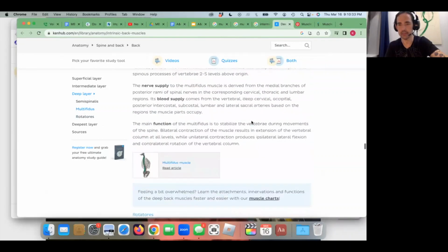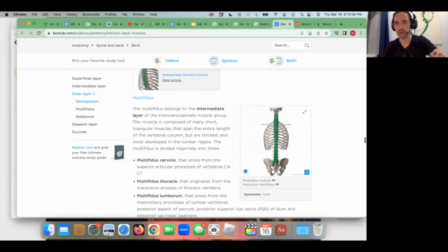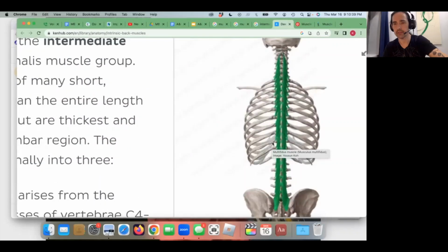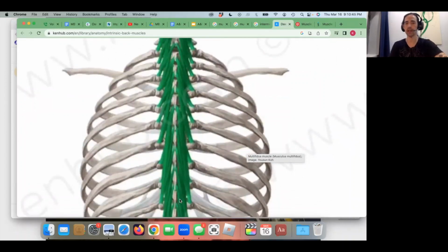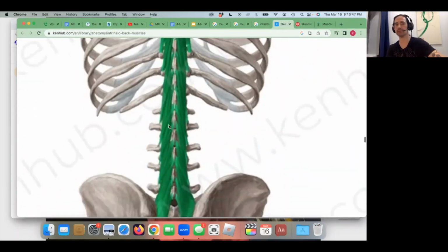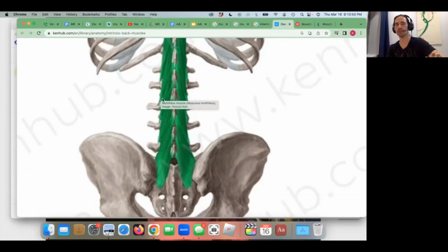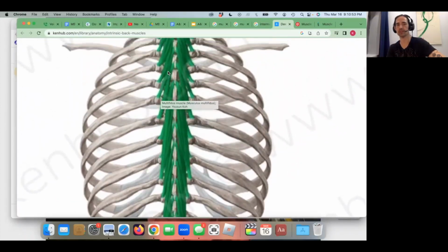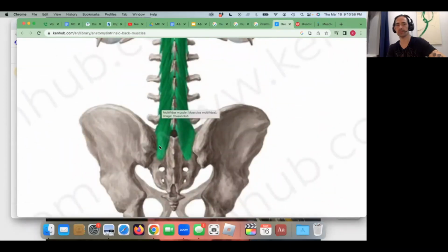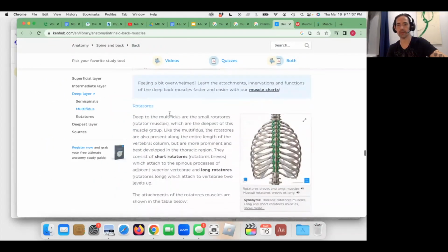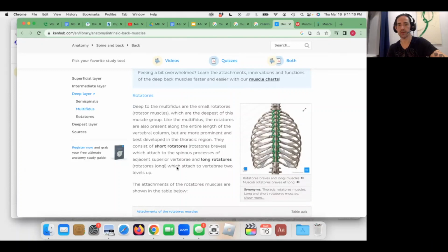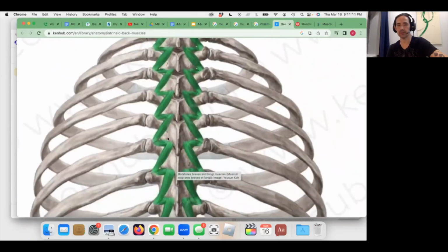And the multifidi are also diagonals. I can barely tell the difference between a multifidus muscle and a rotatores muscle, or a semispinalis muscle, except that I know the multifidus fibers are more dense and the rotatores are more separated, right? The multifidus is really densely packed, and the rotatores are more separated. You see there's space between them.